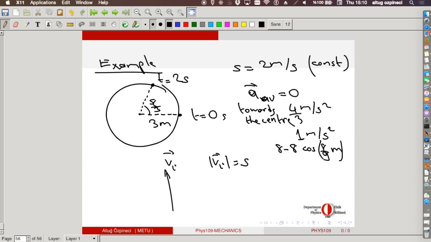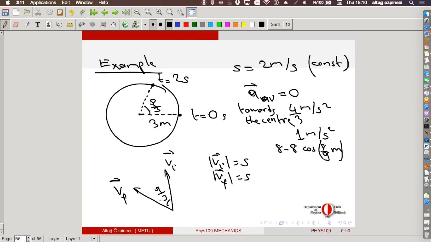At 2 seconds, it has rotated by pi over 3 radians or 60 degrees. So it is now over here. This is v final. The magnitude of v final is also equal to s. This is pi over 3.